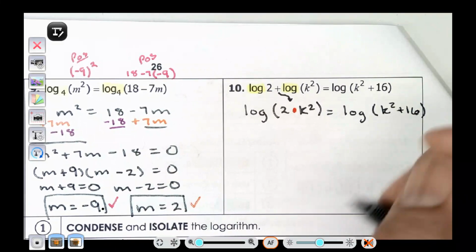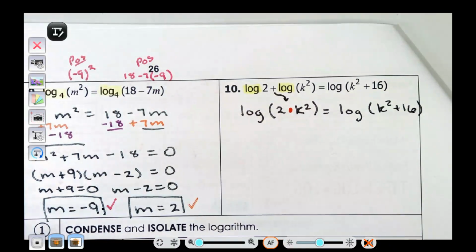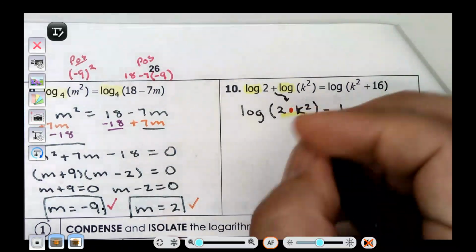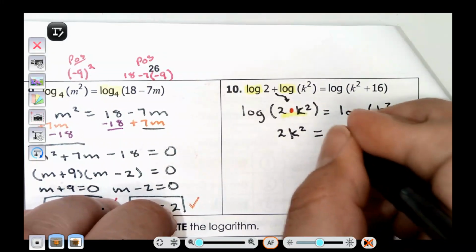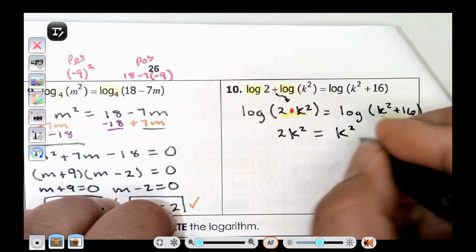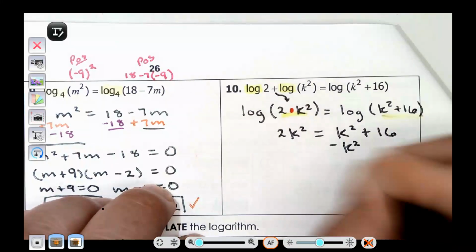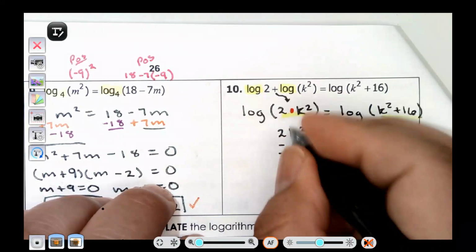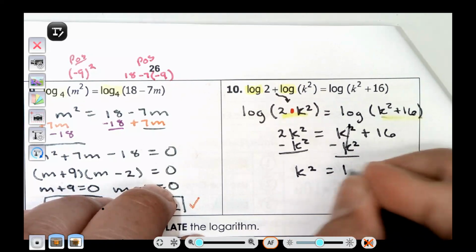You know what? Maybe we will finish this one. See, one log. Then I'm going to make this equal to this. The only reason I'm bringing it up is I just noticed that there is no regular k here, just k squares. So when I subtract my k squared, because you should join them first, then I get k squared is equal to 16.